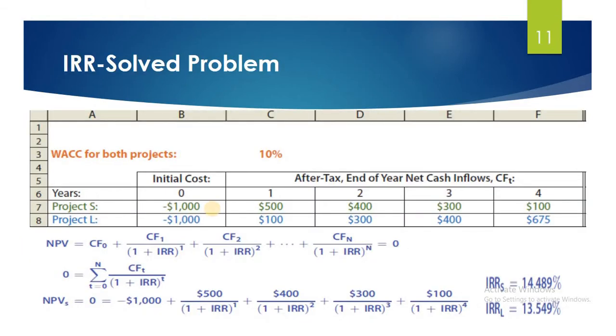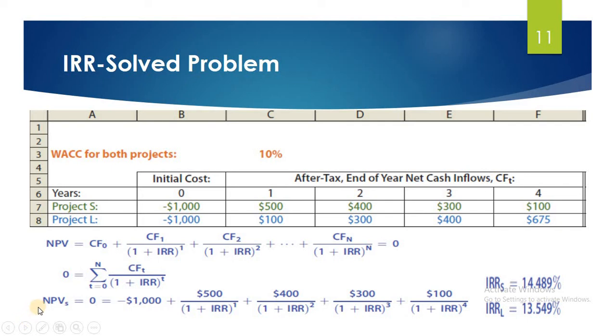Now let's look at a solved problem of IRR. So here there are two projects, project S and project L. Discount rate of these projects is 10%. Let's look at project S. It has an initial investment of $1,000. So this $1,000 is negative. Then $500 cash flow in year 1, $400 in year 2, $300 in year 3, and $100 in year 4.